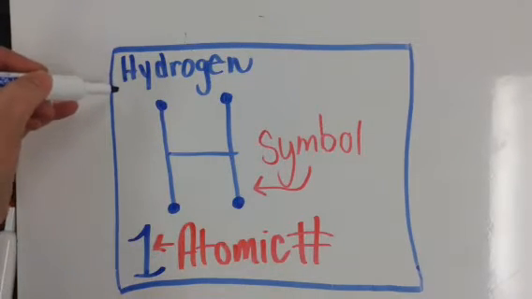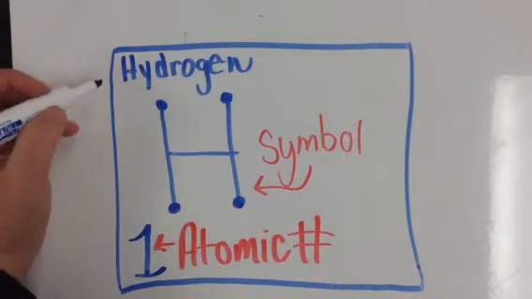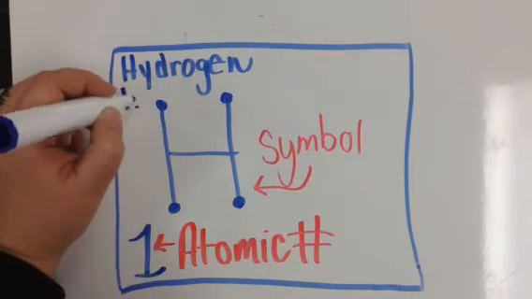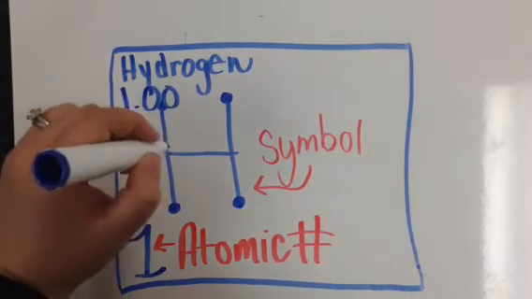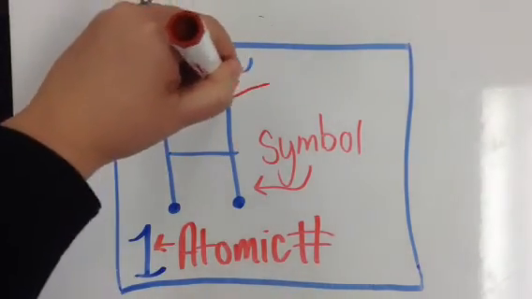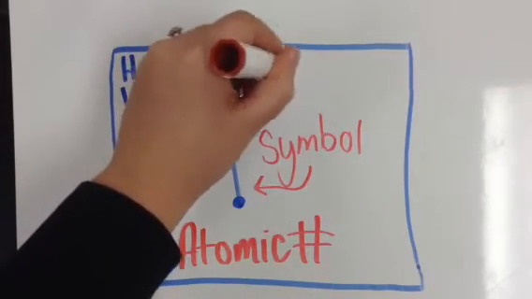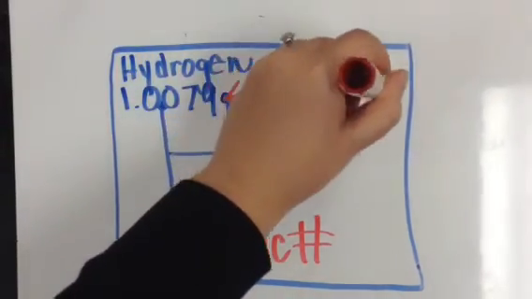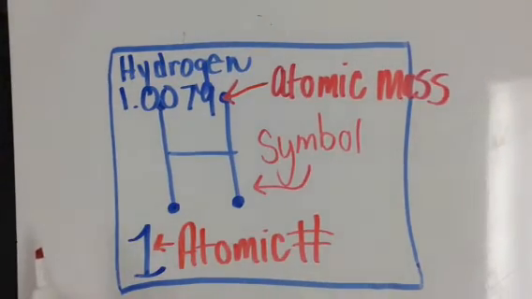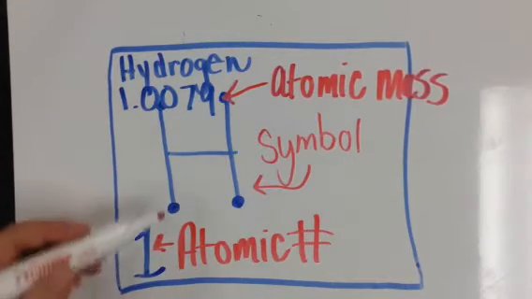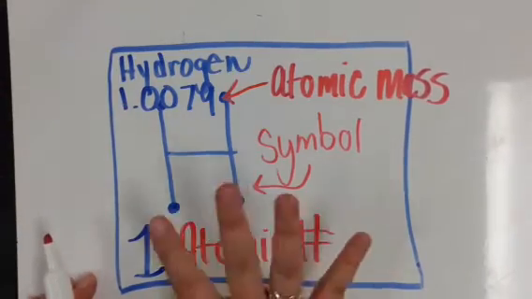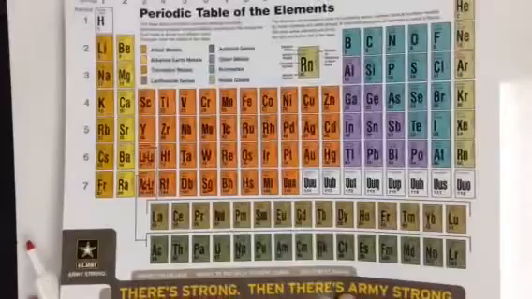Underneath the name, we have one more number in the box, and this one is the atomic mass number. So for hydrogen, it's 1.0078. That last number, the not so pretty number with all the decimals, that's the atomic mass. So any box you have has these 4 things: symbol, name, atomic number, atomic mass. You can know those 4 things by just looking at any element's box.